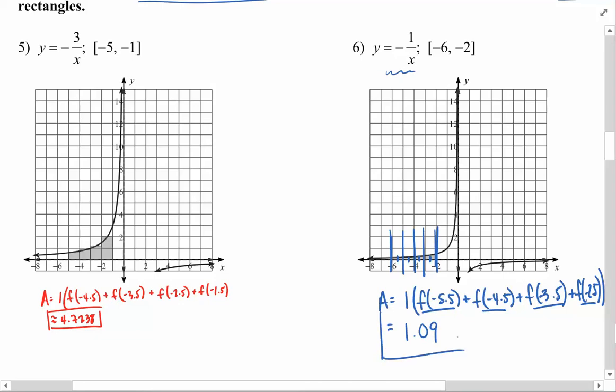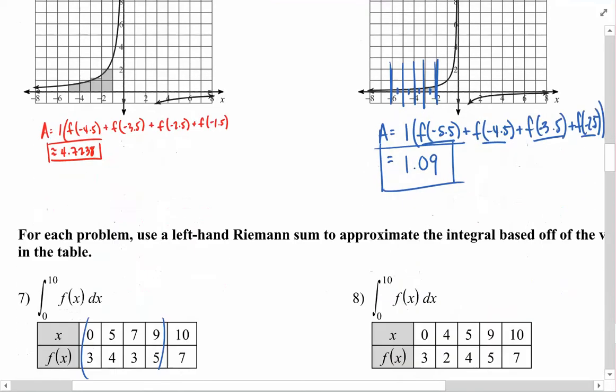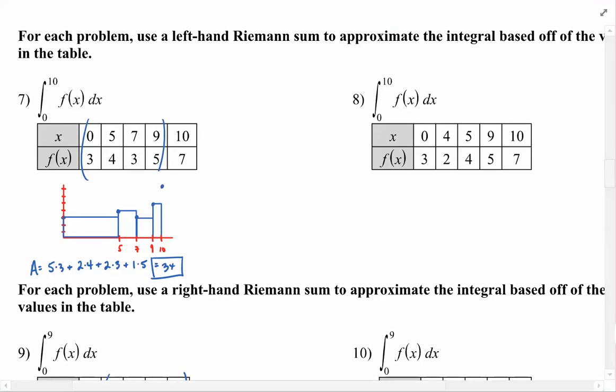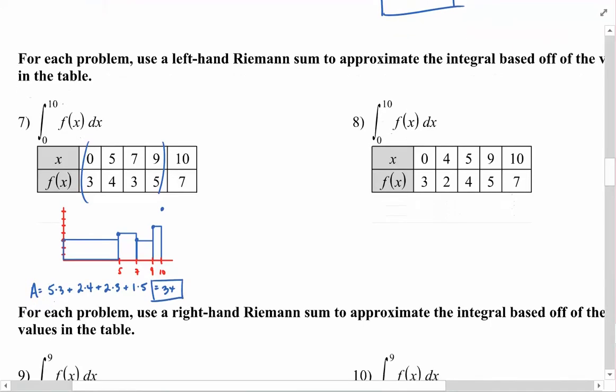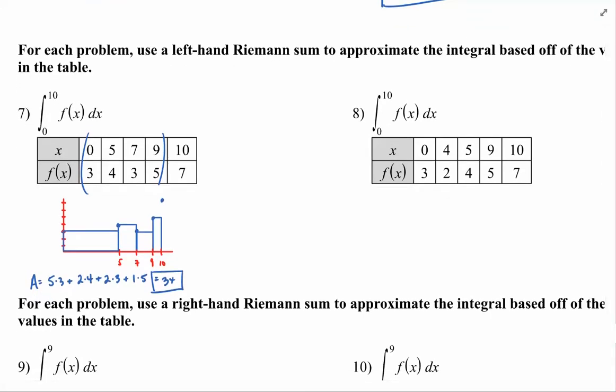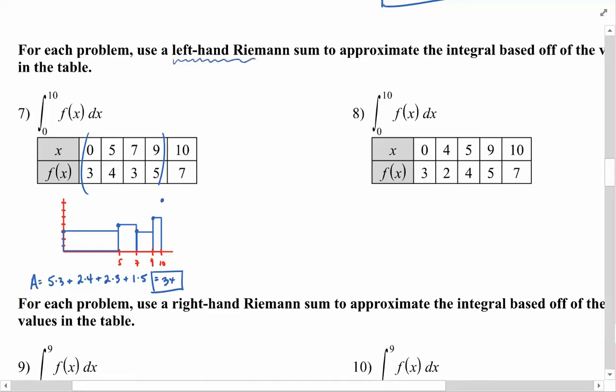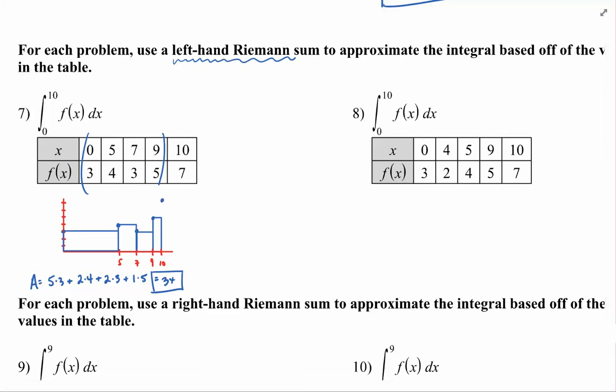We've got just a couple more area approximations. Let's use these tables for area approximations, and then we'll continue on another video. Now the instructions here say to use a left-hand Riemann sum to approximate the integral based off the values in the table. And one thing I do want to point out is that the intervals in this table are not consistent. And that's pretty unusual for us, but it's not something that we can't handle. We just have to be a bit more selective in how we visualize this.